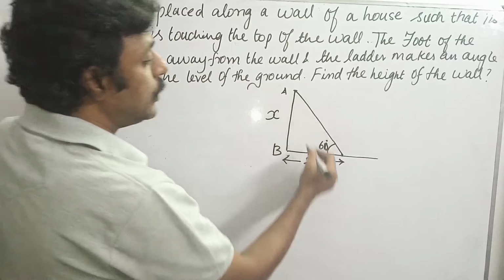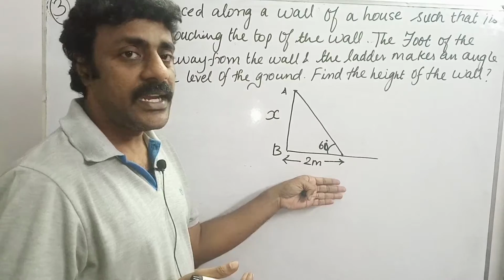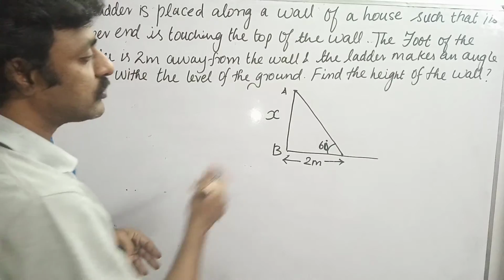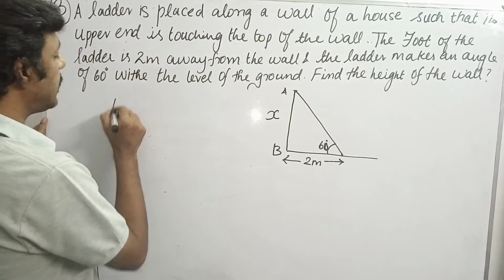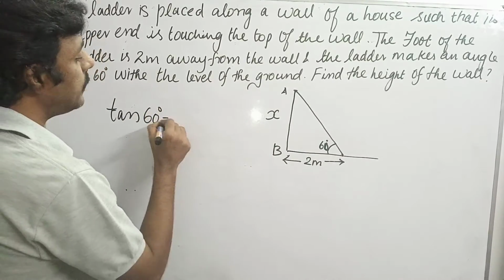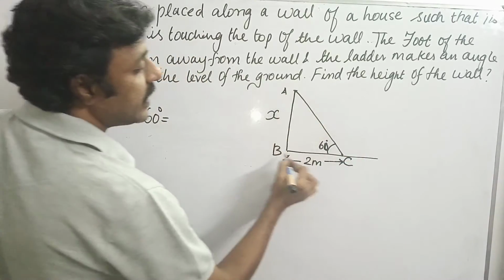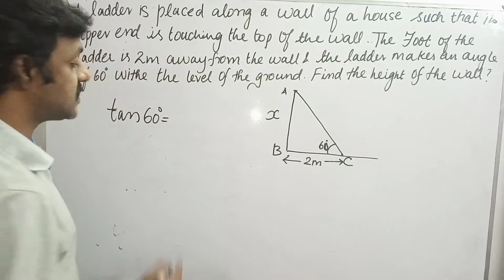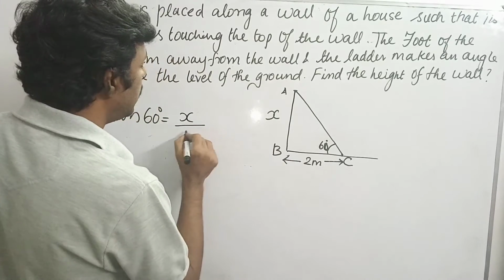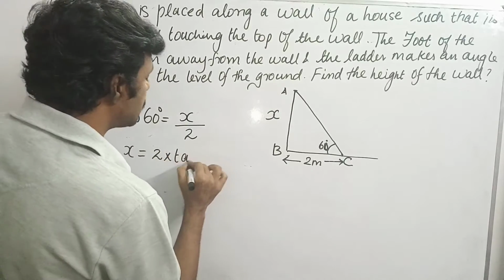While doing this, what you need to do? You have the opposite side as an undetermined value. You have the adjacent side, which is a finite value. Along with this, you are given the angle of elevation. So the only thing you can do is tan of 60 degrees. Tan of 60 degrees will be opposite side by adjacent side, AB divided by BC. The opposite side is x and the adjacent side is 2. So x will be 2 into tan of 60 degrees.